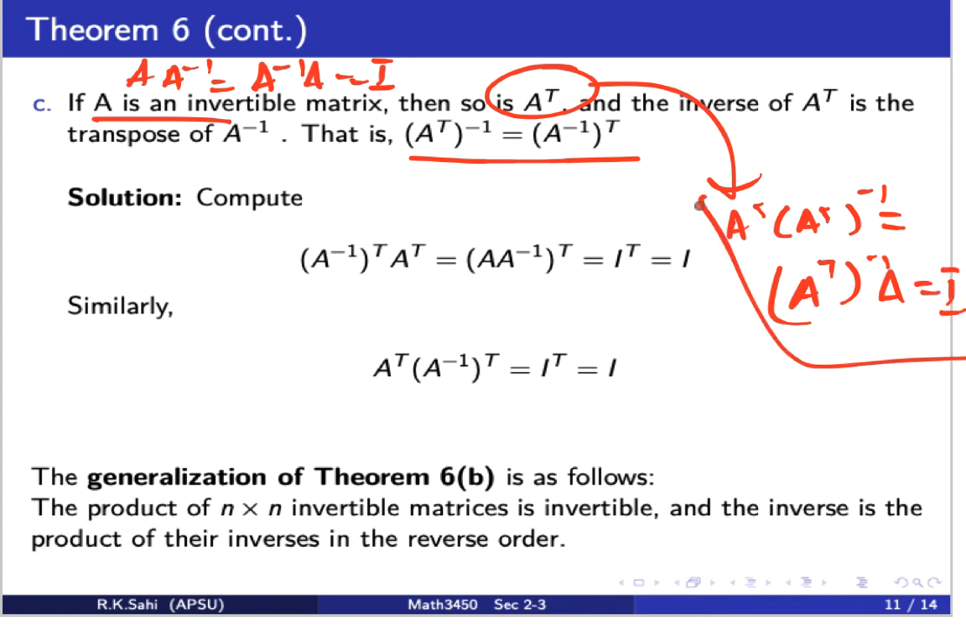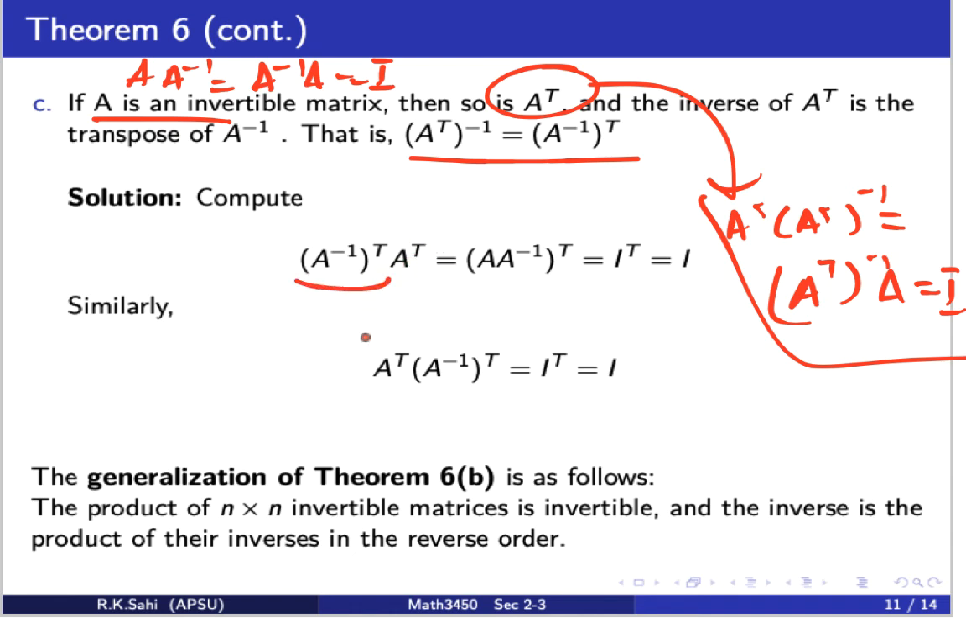Now what we're going to prove is that the inverse of A transpose is basically A inverse transpose. As I just said earlier, you just have to prove that the inverse of that particular matrix, put either on the left hand side or on the right hand side of the matrix, gives the identity. So we take A inverse transpose, multiplied with A transpose.